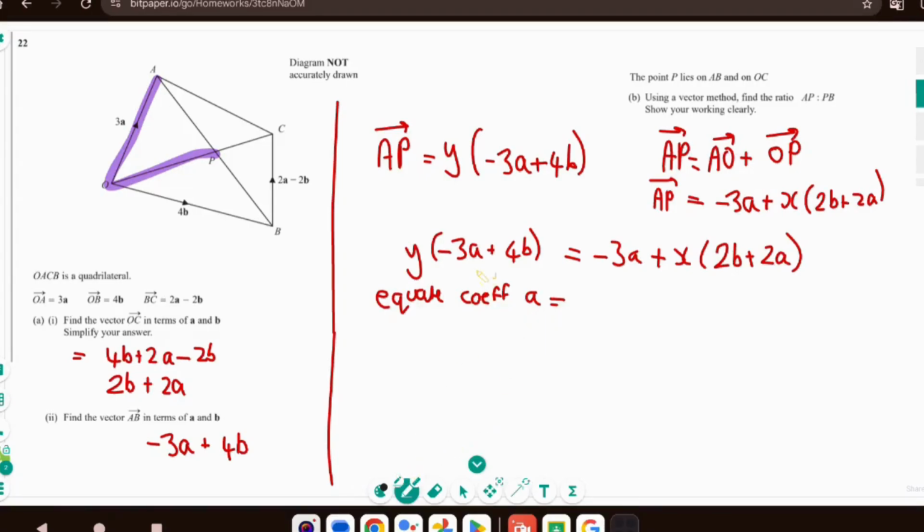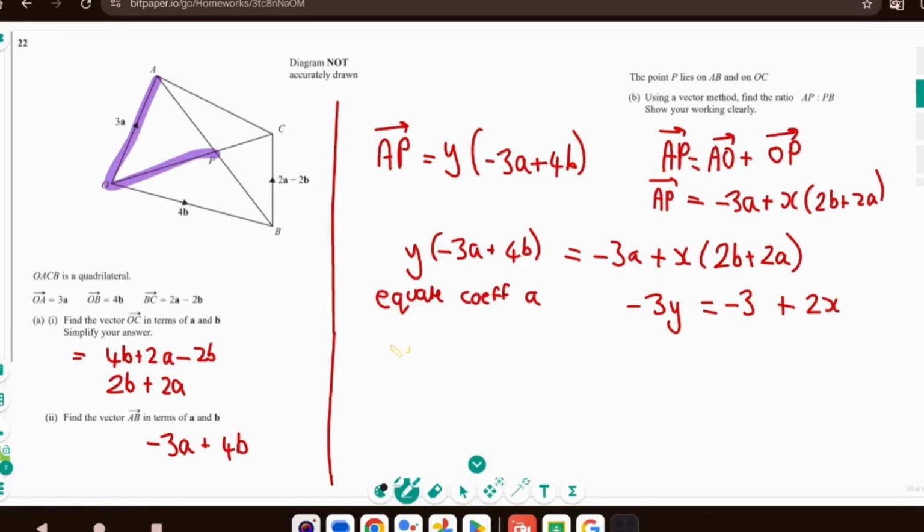Well, let's look at this A term here. If I expanded these brackets, we'd have minus 3AY plus 4BY. What's the coefficient of A? It'd be minus 3Y. And on the other side, if I equated the coefficients of A, with this A here, we've got a negative 3, plus, if I expanded these brackets, let's ignore the B term, the second part of it would be 2AX, so 2X.